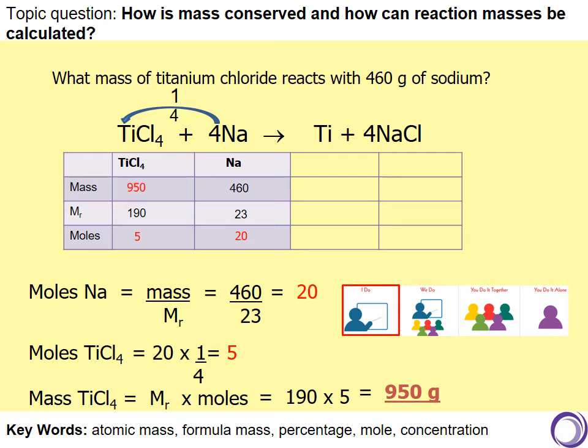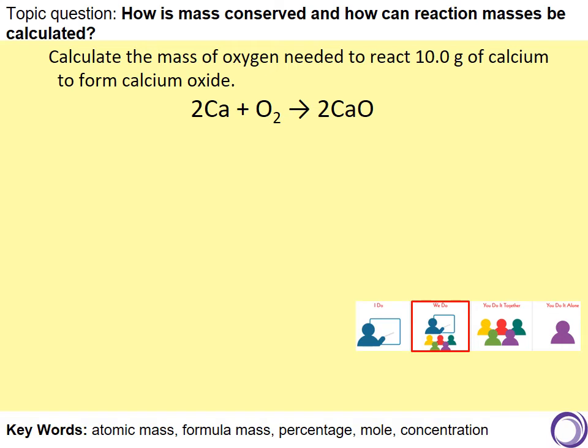So in answer to my question, what mass of titanium chloride reacts with 460 grams of sodium, the answer is 950 grams. This is quite a complex calculation and in any exam would be worth 4 marks. So well worth learning how to do these. Let's have a look at another one then.